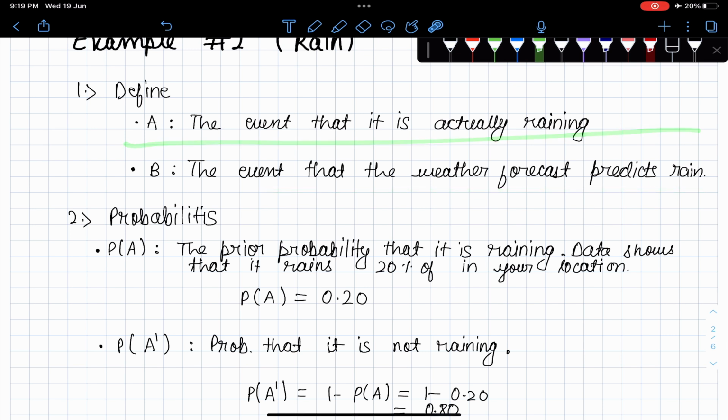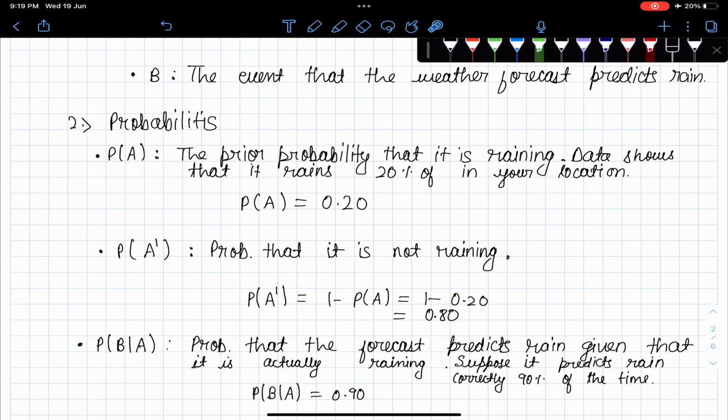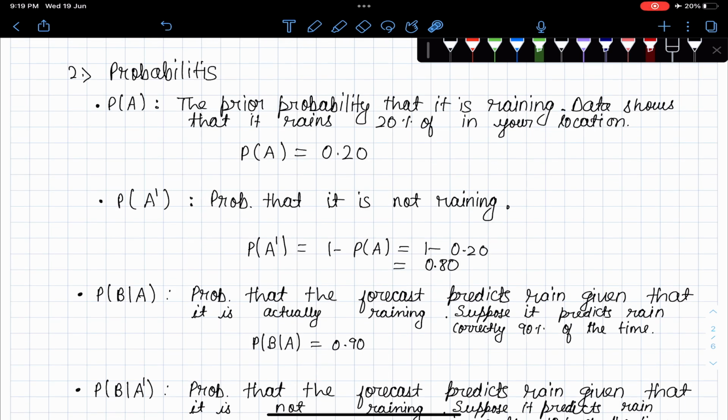The first event is that it is raining, and event B says that the weather forecasting predicts it is raining. Okay, so we have two events. Now we have to find which is actually true. So first we will find the probabilities. We have the probability of A. What is the probability that it is raining according to our previous data?